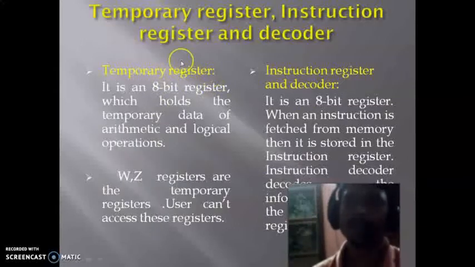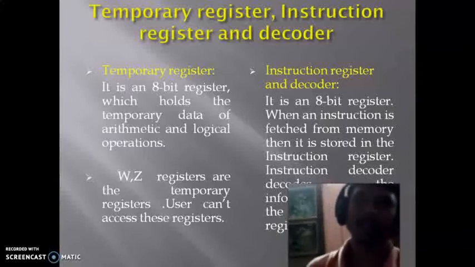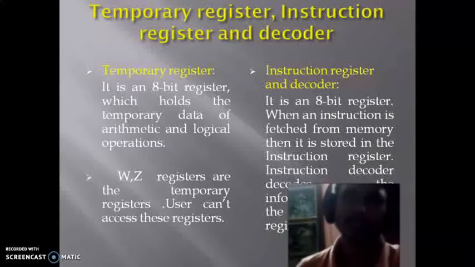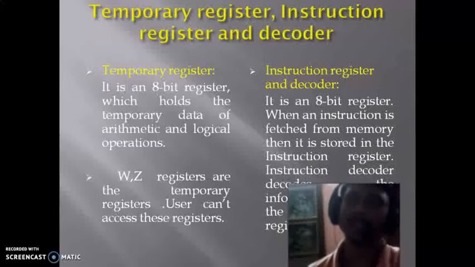Next, temporary registers. The 8085 microprocessor has some temporary registers. They basically hold data temporarily for arithmetic and logical operations, and we don't have any option to use these kinds of temporary registers because the microprocessor accesses them internally. W and Z are the temporary registers, so the user cannot access these registers.